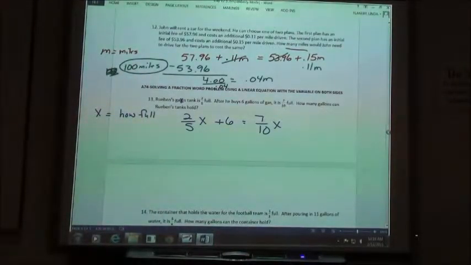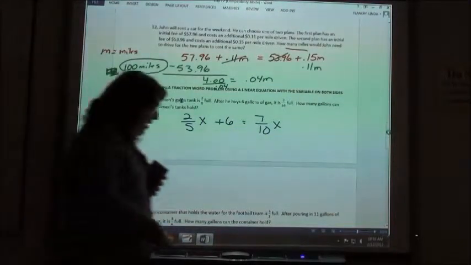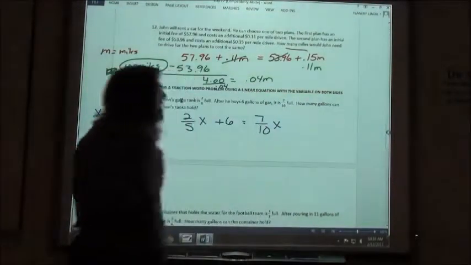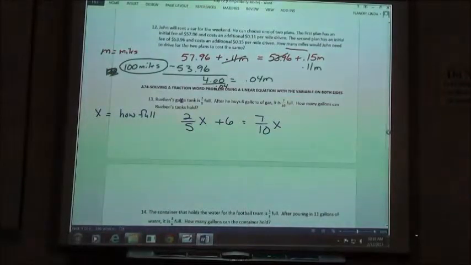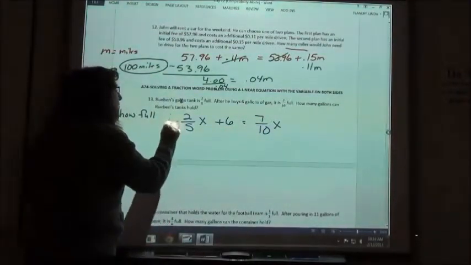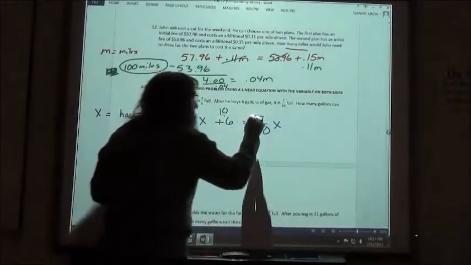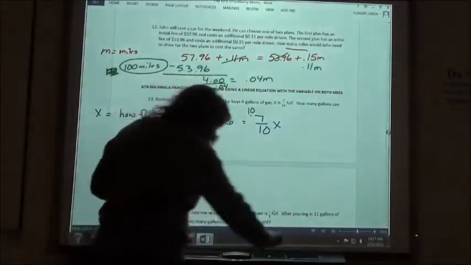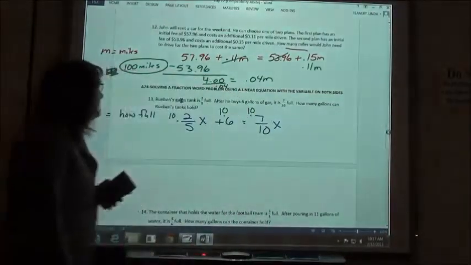So I have an equation with fractions, and you could work it out with the fractions, but we learned earlier that the easiest thing probably to do is to get rid of the fractions, in this case by multiplying by 10, because 10 would be my least common multiple of 5 and 10. I'm going to multiply every term times 10, even the ones without fractions, and then I'm going to cancel.